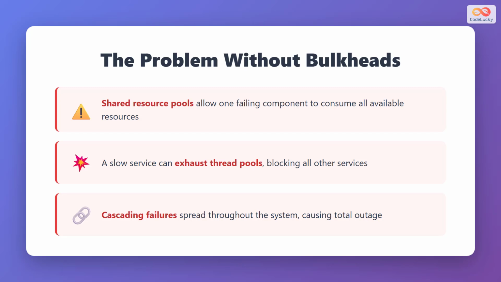Without the bulkhead pattern, your system faces serious risks. First, shared resource pools mean one failing component can consume all available resources, leaving nothing for other services. Second, a slow or broken service can exhaust thread pools, blocking all other services from processing requests. Third, these failures cascade throughout your system, where the failure of one service causes others to fail, ultimately bringing down your entire application. This is why isolation is critical.